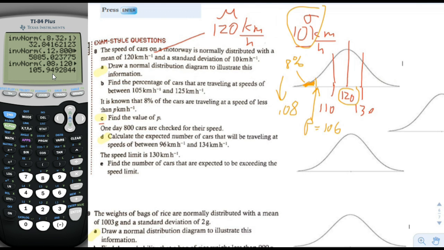And look, our picture is pretty good. We estimated that it would be a little bit to the left of 110, and what do you know, 106 is a little bit to the left of 110. So that's fine for C. Okay? Now what about D? Calculate the expected number of cars that would be traveling at speeds between 96 and 134. Okay, so between 96 and 134.